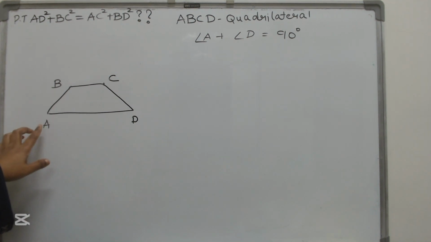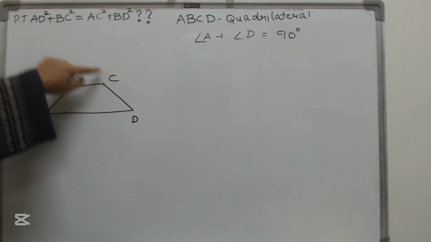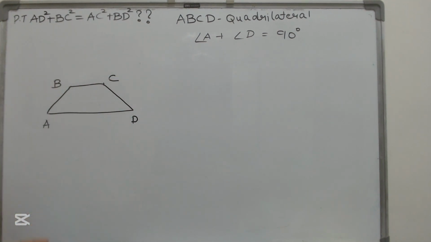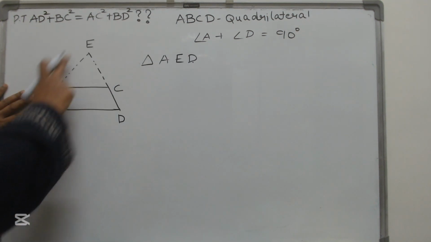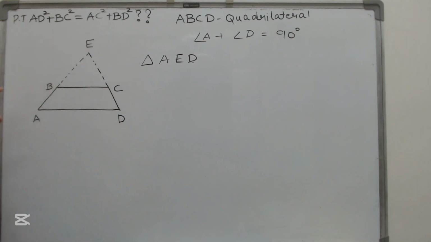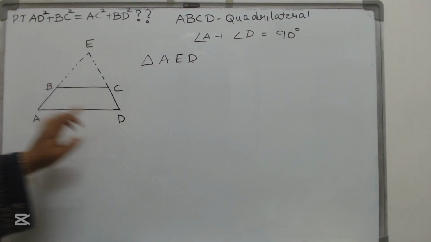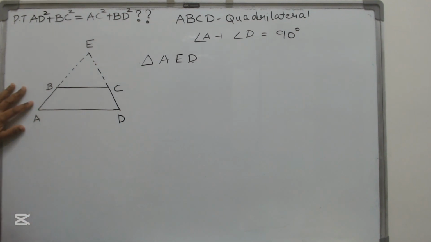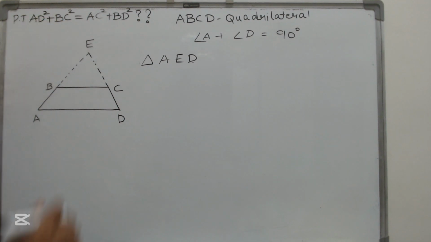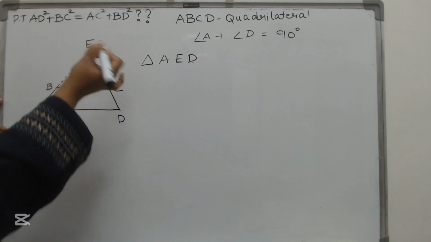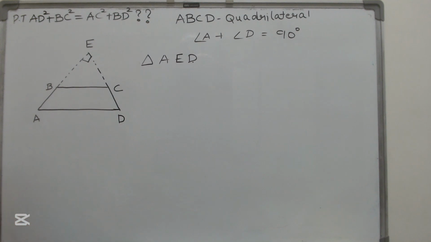Now, if I extend this A and this D to meet at any point, say for example E, then what can you tell me about the triangle AED? A plus D together is 90 degrees. The sum of angles of a triangle is 180 degrees. Then this angle E will be what? It will be 90 degrees because the sum of angles of a triangle is 180.